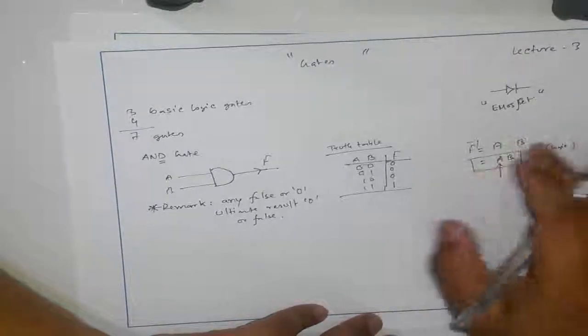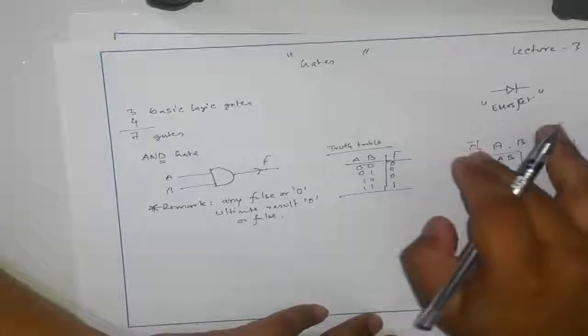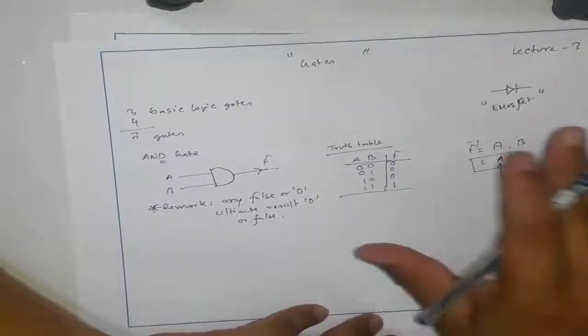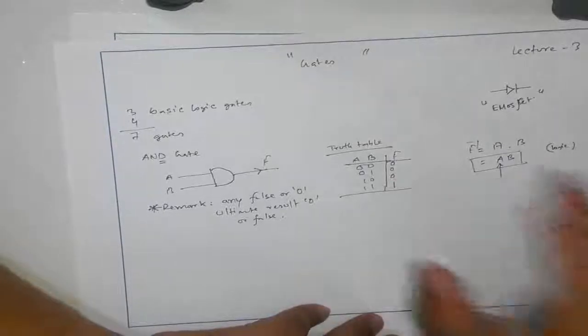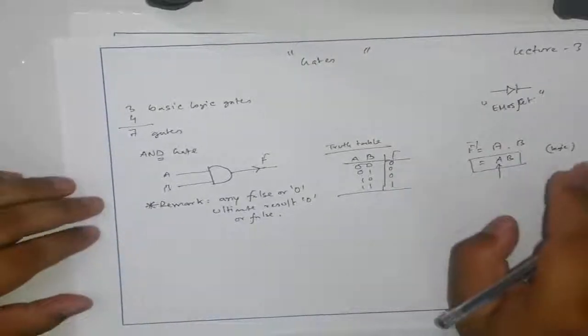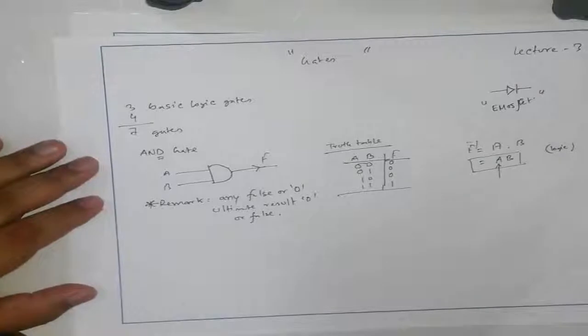So whatever happens to both of those, ultimately we're getting 0 or 1 in the F. That's the idea in a Boolean function. We'll get deep into that; I'm just giving you a glimpse of it.